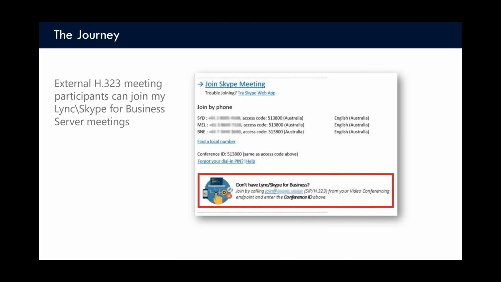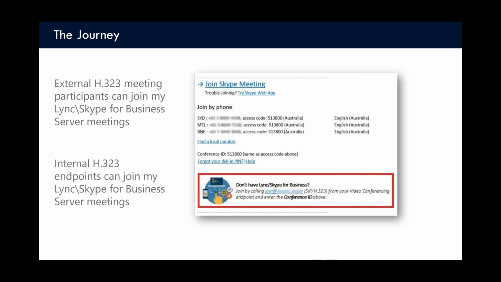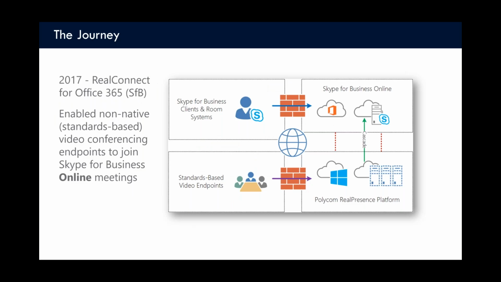So now I had external H.323 meeting participants joining my Lync or Skype for Business server meetings, and I also had my own internal H.323 endpoints joining my Lync or Skype for Business server meetings. So far, so good. But of course, as we moved to Skype for Business Online, we needed a solution that would be able to do this, but we didn't necessarily want all the on-premises infrastructure. So one of the first to do that in 2017 was Poly with their RealConnect for Office 365 platform. And this was based on Skype for Business. So this is before Teams existed, okay?